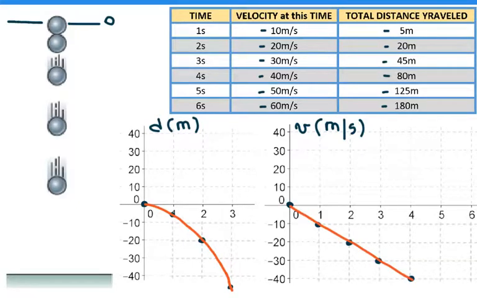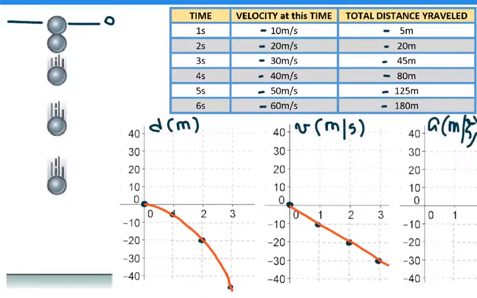Now I'm going to do the acceleration. For the acceleration, at 0 before I dropped the ball, the acceleration would be -10 meters per second. Because in a second, your velocity is -10 meters per second, so the acceleration is -10 meters per second squared. In 2 seconds, it's going to be -10 meters per second squared. Acceleration is still the same. So acceleration does not change. It's -10 meters per second squared, no matter where you look at it.